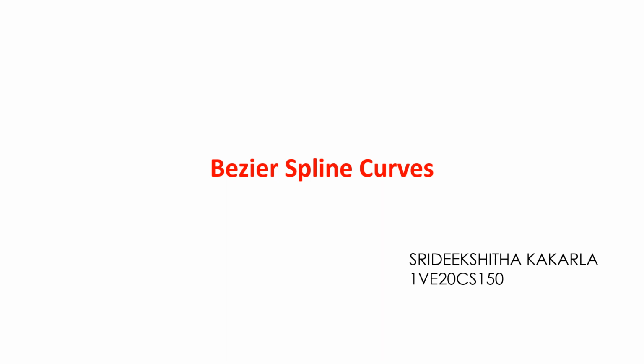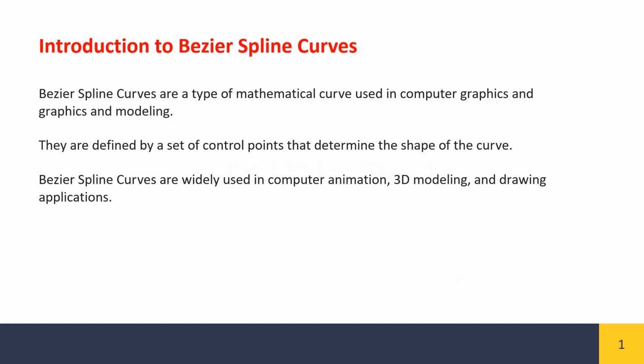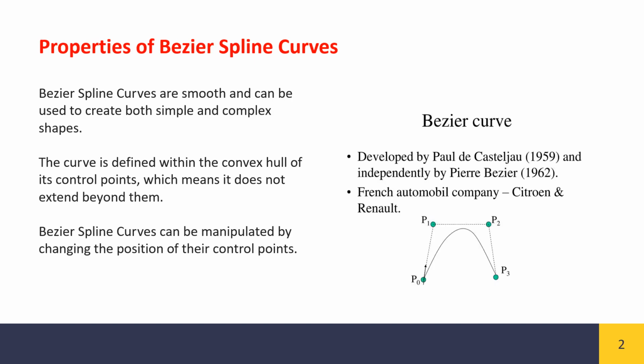Today we are going to see about Bezier spline curves. Introduction to Bezier spline curves. Bezier spline curves are a type of mathematical curve that are used in computer graphics and modeling. They are defined by a set of control points that determine the shape of the curve. Bezier spline curves are widely used in 3D animation, 3D modeling, and drawing applications.